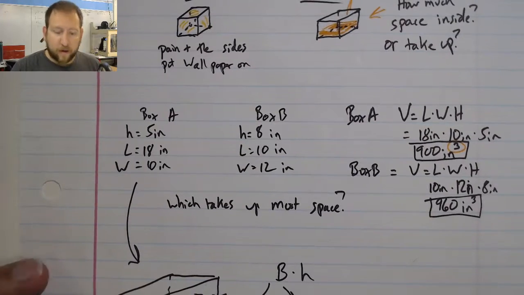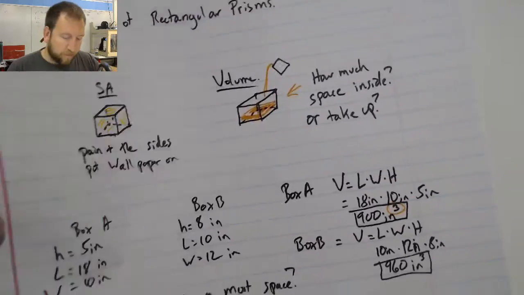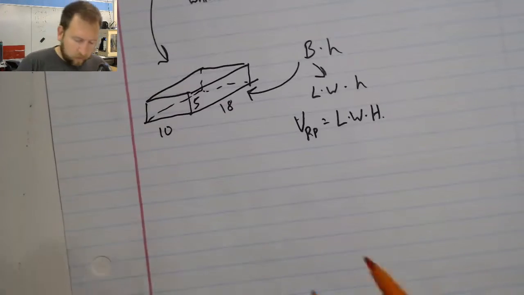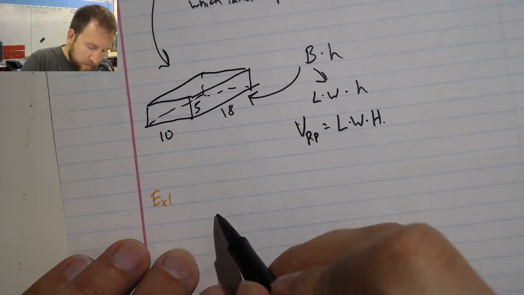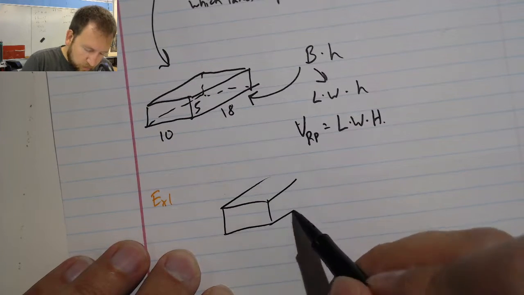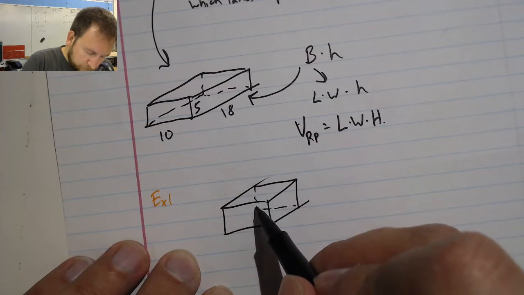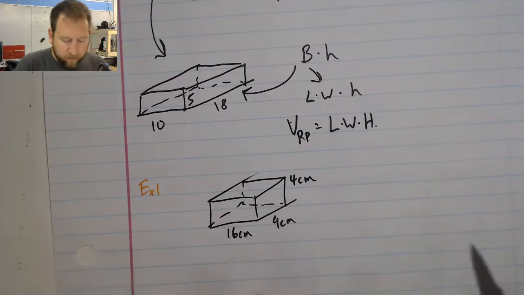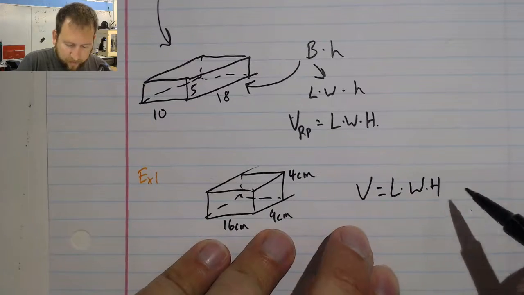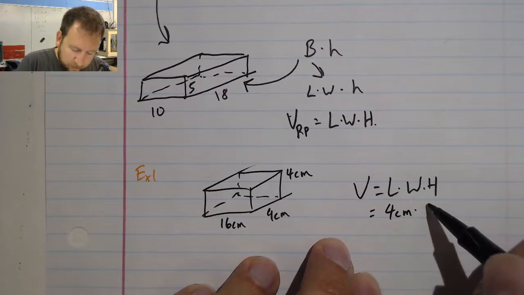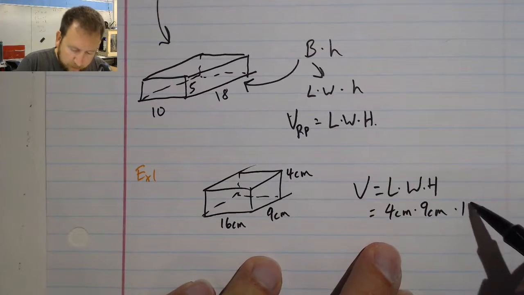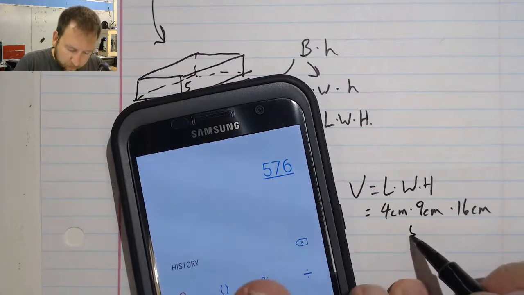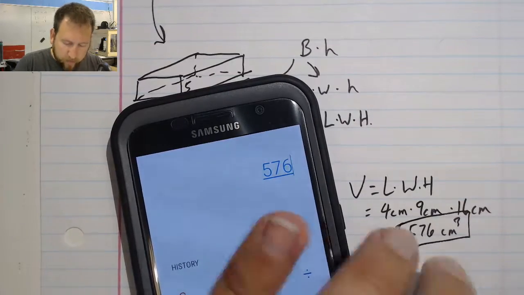This is how I do these things. You're going to be finding the volume of boxes. I'll do one more if you want to see, but if you get it, then go ahead and go on. Let's do one more example down at the bottom. Let me find another box that I like. We have this box, and let's say that this is 16 centimeters, 9 centimeters, and 4 centimeters. My volume here is going to be equal to length times width times height, or really just multiplying all 3 dimensions. So I'm going to do 4 centimeters times 9 centimeters times 16 centimeters. 4 times 9 times 16 is 576 centimeters cubed. All right, go ahead and good luck.